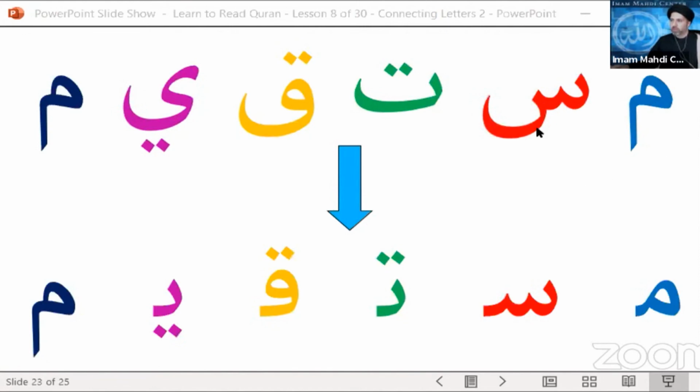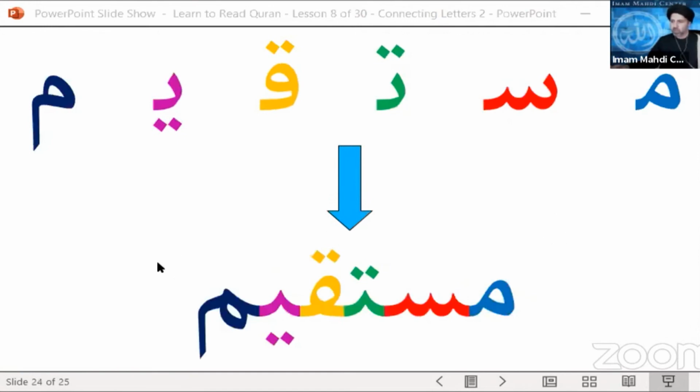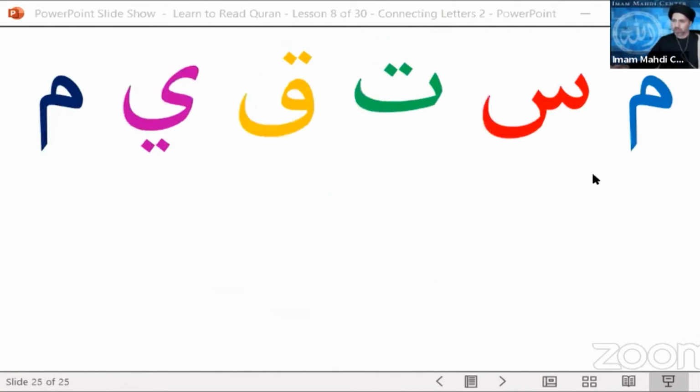Here we have Mim, Sin, Ta, Qaf, Ya, and Mim. And a lot of these letters you've already seen the lowercase forms. There's lowercase Mim, lowercase Sin, lowercase Ta, and this one may be new. We haven't covered it in this lesson yet. It's the Qaf. We drop the tail of the Qaf, and we keep this small circle with the little extension and the two dots, lowercase Ya, and the Mim at the end stays in its uppercase form. So this is now the word with its letters connected. We have Mim, Sin, Ta, Qaf, Ya, and Mim at the end.